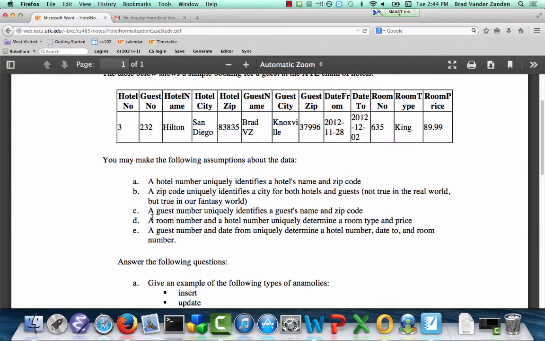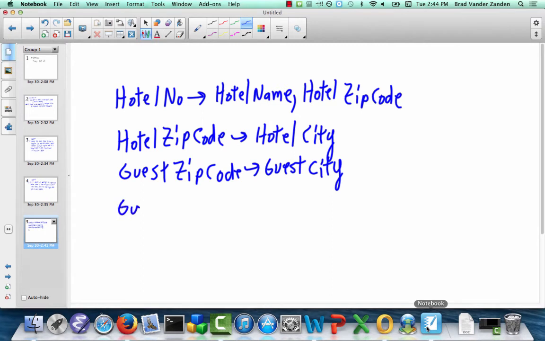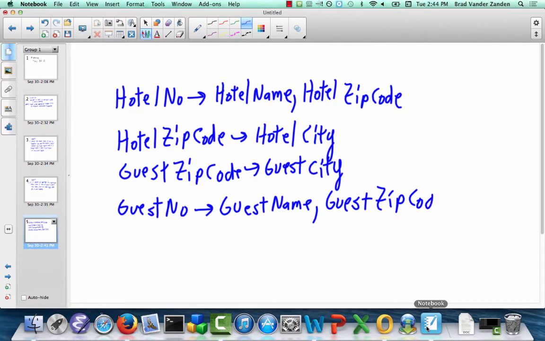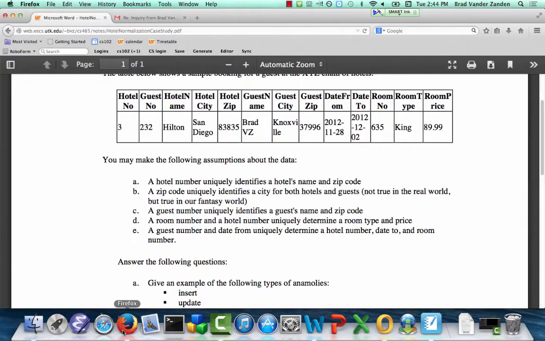So the third one, C, says a guest number uniquely identifies a guest name and zip code. So guest number determines guest name and guest zip code. So basically, you can just read off the functional dependencies in this case from the assumptions I gave you. In the real world, you would, of course, have to go out and interview people, look at the forms the company has provided, and figure these things out for yourself, but here we're giving you a lot of this. So D says a room number and a hotel number uniquely determine a room type and price. So if we know the room number and the hotel number, we know the room type and the price.